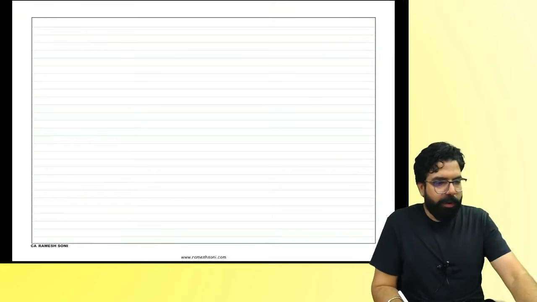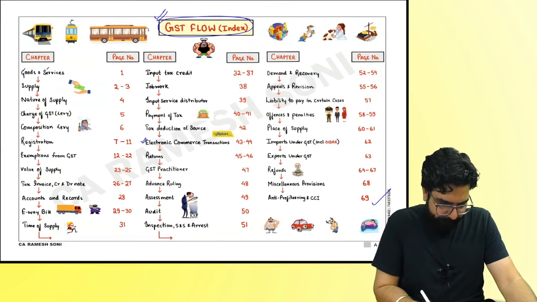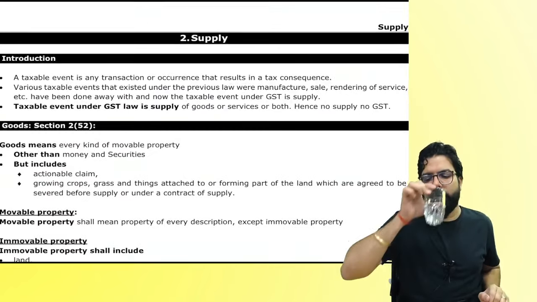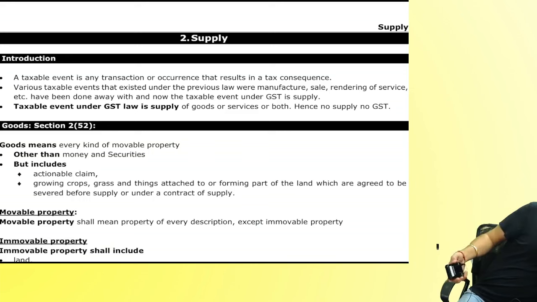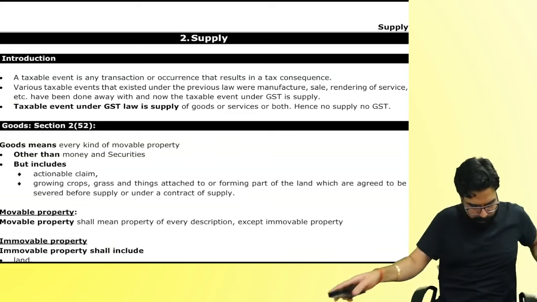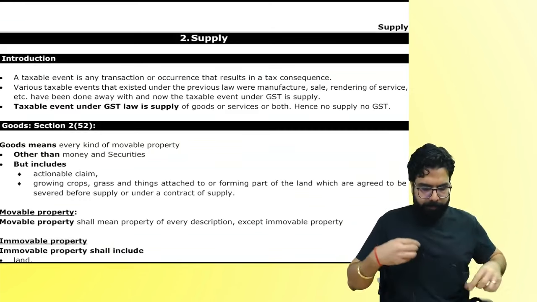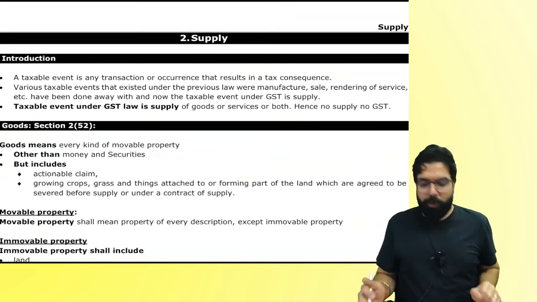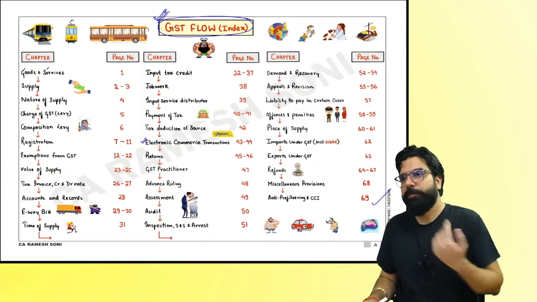Supply chapter, everyone. Please come to your chapter of supply. People watching at home, is the audio video clear to all of you? Just a minute, everyone. Chalo, we'll continue. This is the index. In this flow, we are going to study GST.